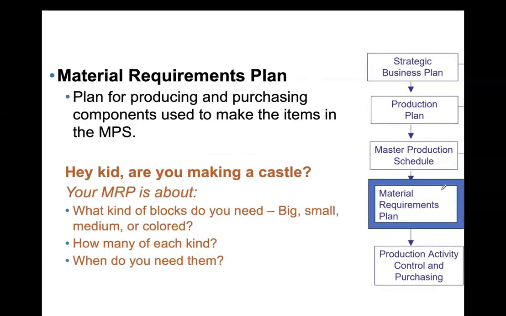And then the next element in this hierarchy is the material requirements plan. The material requirement plan is more specific compared to the master production schedule. It's planned for producing and purchasing components used to make the items in the master production schedule. So for example, if a kid is making a castle, their MRP would be what kind of blocks they need to make a castle, how many blocks, what size blocks, and when they need them. MRP is basically a detailed schedule for producing something.